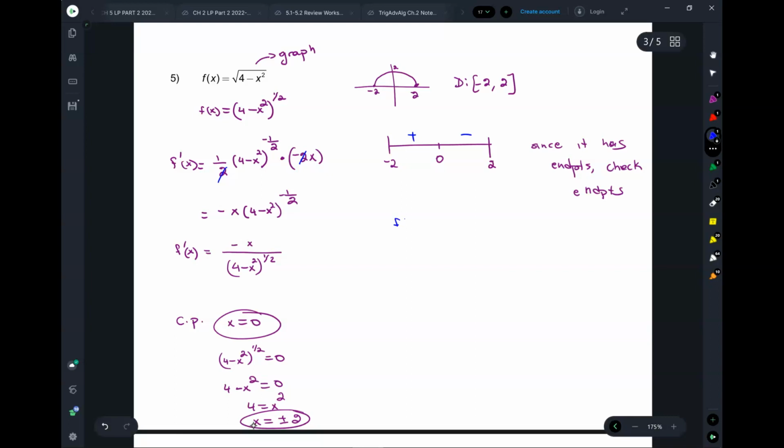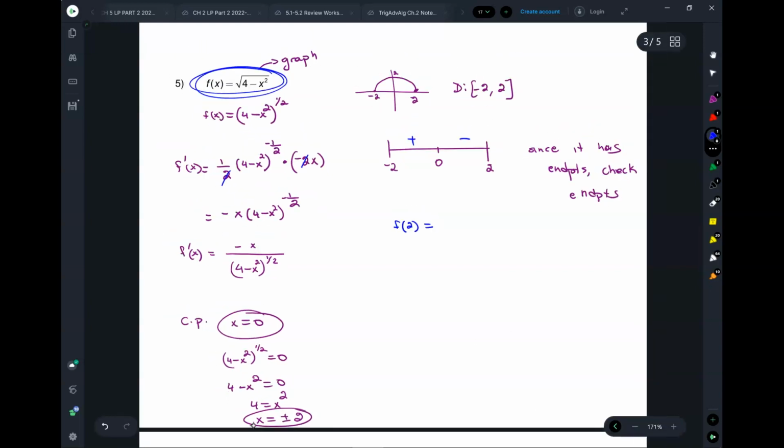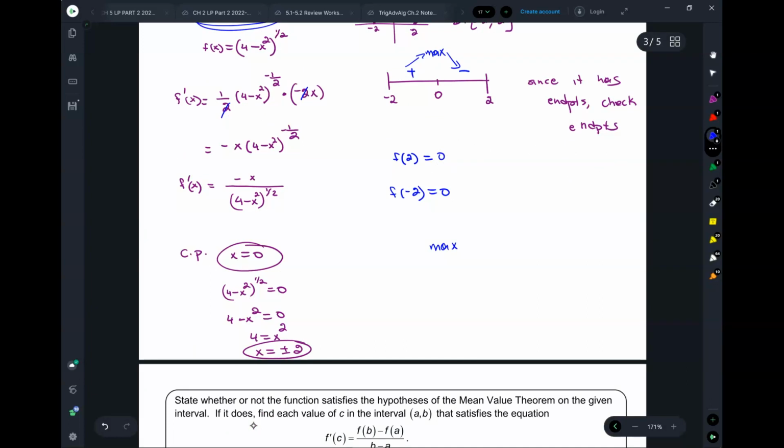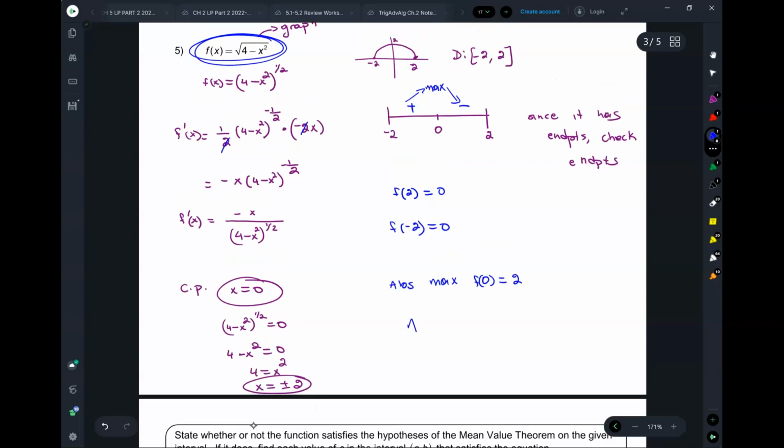Okay, so let's just check the endpoints. F of 2, when you plug it in here, is 0. F of negative 2 is 0. So let's see what happens here. It increases, decreases. There is a maximum there, and those two are minima, right? So there is a maximum, and this is an absolute maximum. F of 0 is what? 2. And then absolute min, F of 2 equals 0, F of negative 2 equals 0.